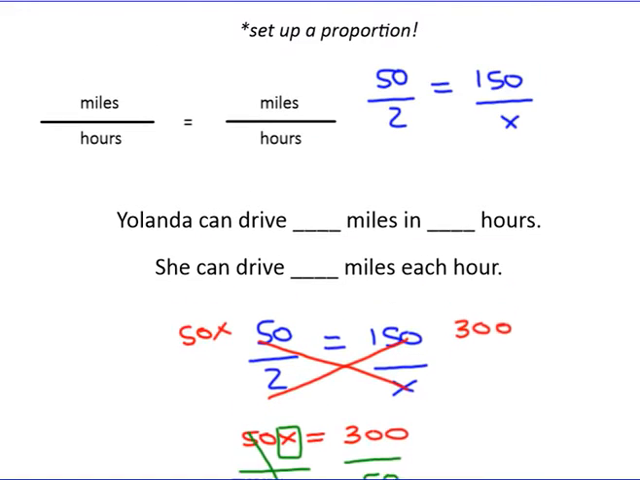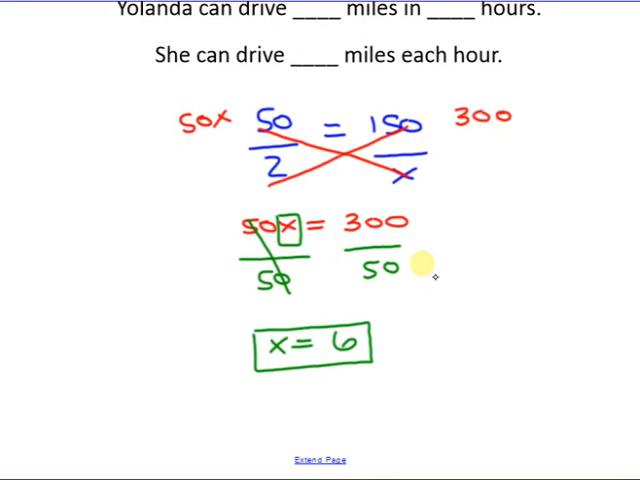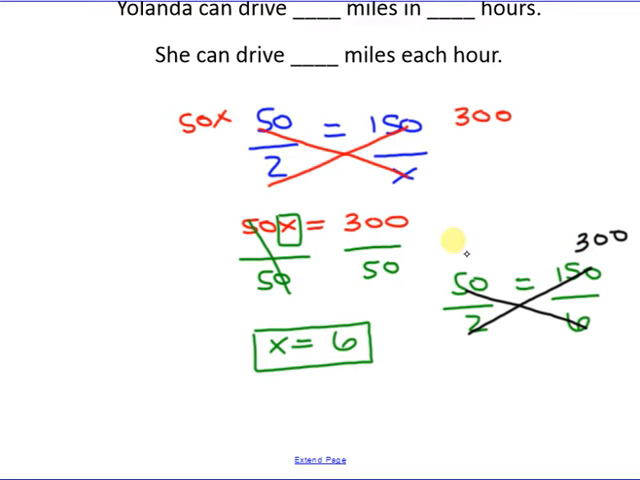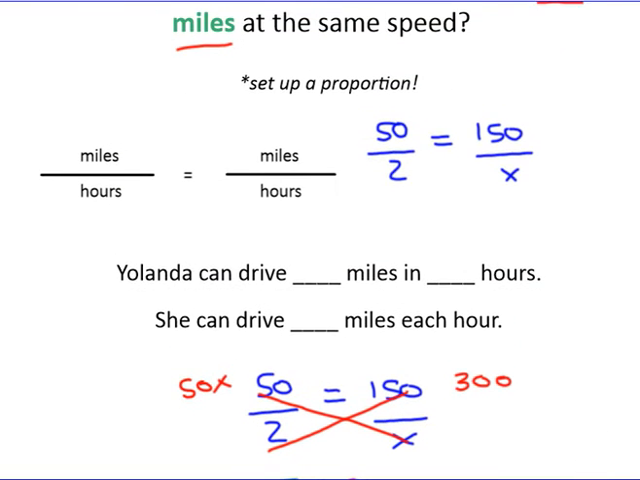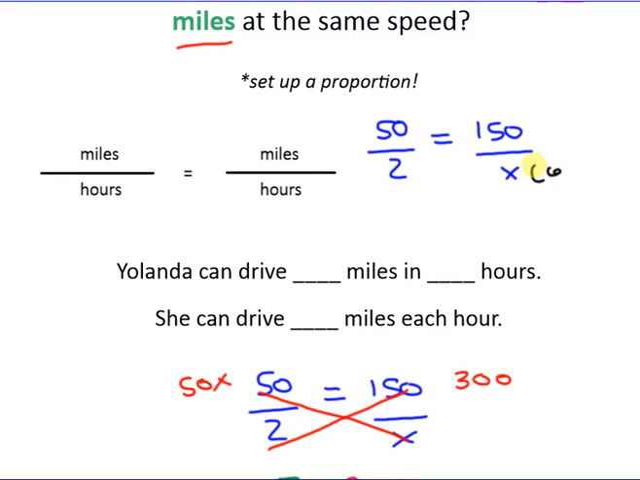Now, I need to read through my questions very carefully, but first I should actually check my work. 50 over 2 equals 150 over 6. Let me check my work real quick. So 2 times 150 is 300, and then 6 times 50 is also 300. Okay, I wanted to make sure I got the right answer first. So our missing value here is going to be 6. So she can drive 150 miles in 6 hours. And that's what it's asking us to fill in here. Yolanda can drive 150 miles in 6 hours.